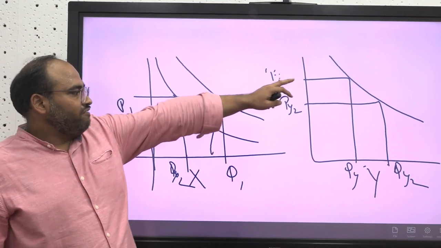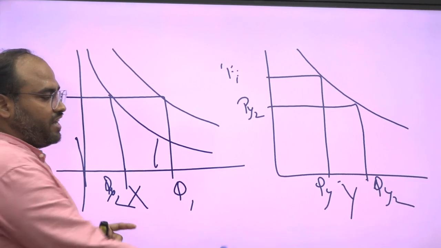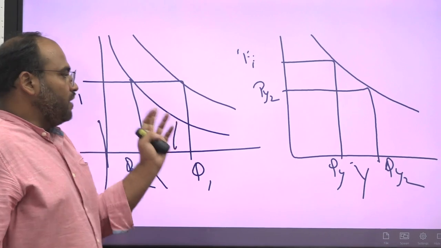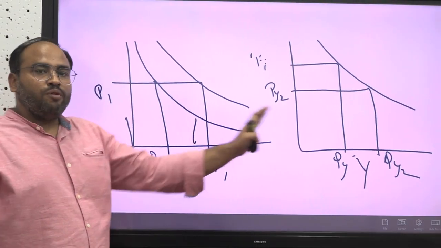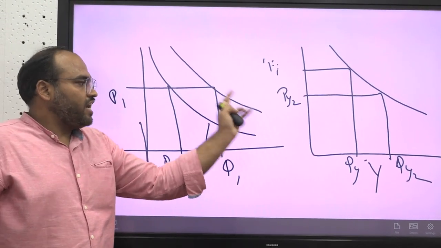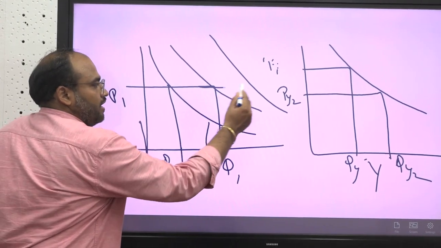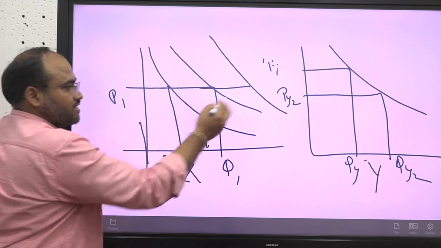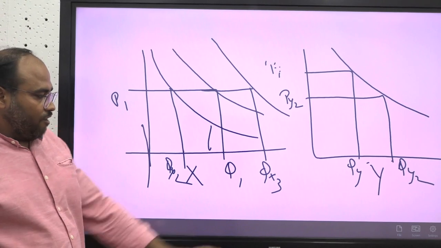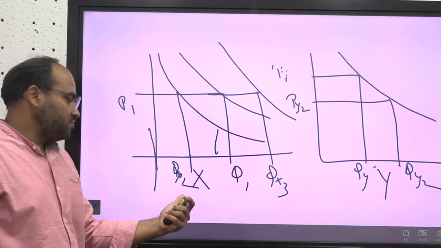In such a situation, if the price of commodity Y reduces, the quantity demanded for commodity Y increases from QY1 to QY2. But if this is a complementary good, and we know that complementary goods move together, then as a result the earlier demand curve will shift in the outward direction. And at the same price of commodity X, the quantity demanded has increased to QX3. Now, this is a situation for a complementary good, and that is a situation for a substituting good.